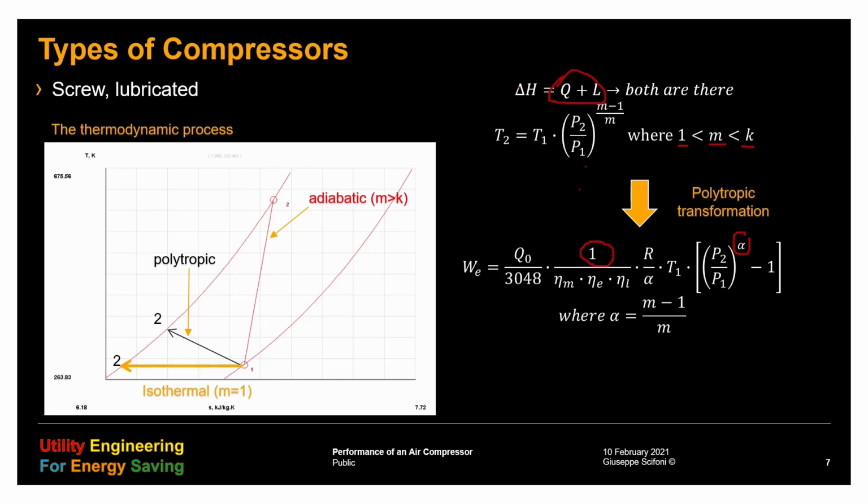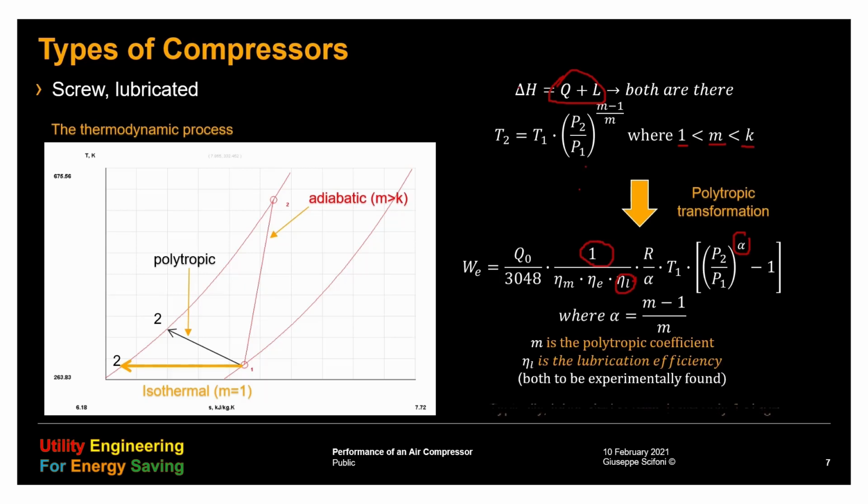Instead, we have another efficiency, the lubrication efficiency eta L, and this takes into consideration the power lost due to the friction of the oil, the volumetric efficiency of the screw, and the power of the auxiliary fan. And both m and eta L must be experimentally found. This is the polytropic transformation.